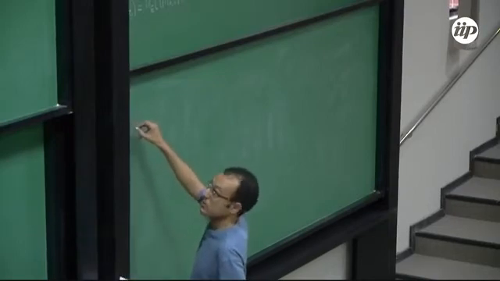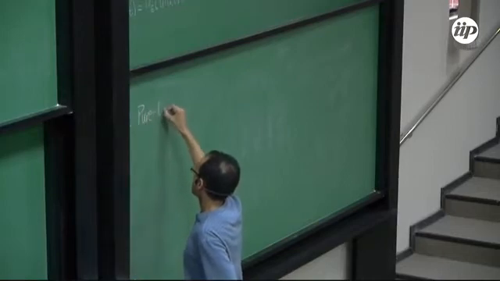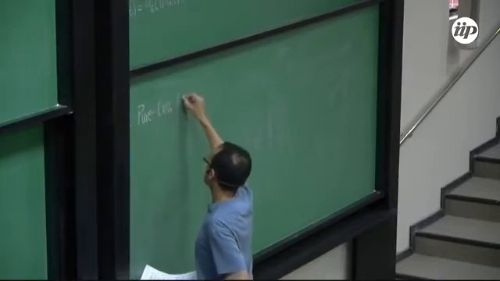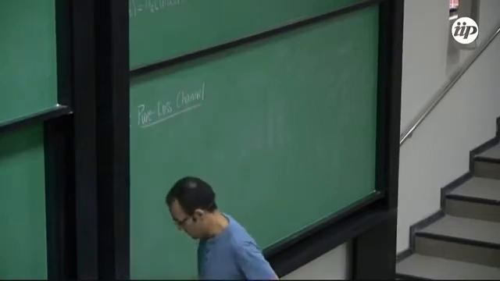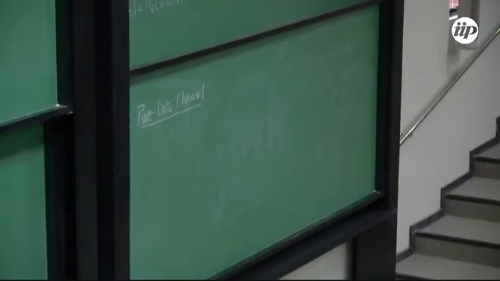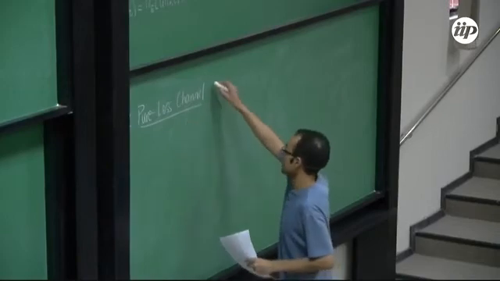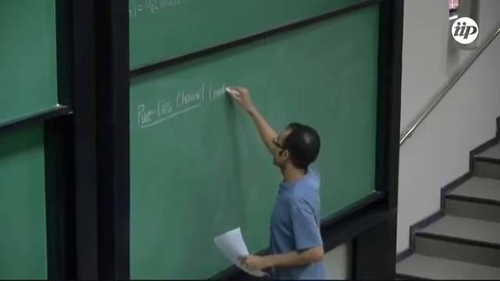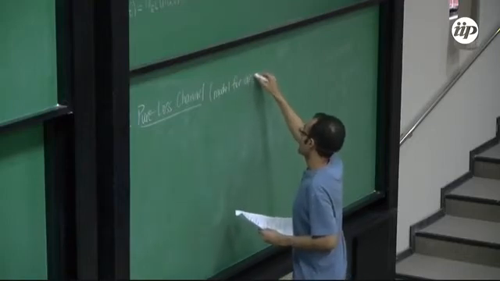So that was the first example. So here we have, let me use a different one. Okay. So we call this a pure loss channel, and it's a model for an optical channel.